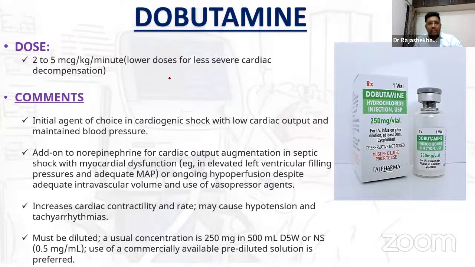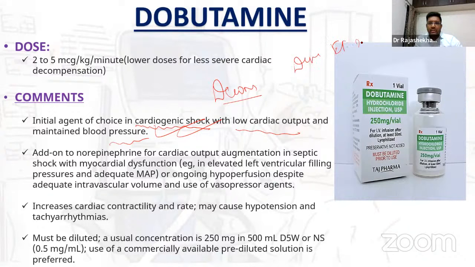Again, dobutamine is the initial agent of choice in cardiogenic shock with low cardiac output and maintained blood pressure. For example, a decompensated chronic heart failure patient with dilated cardiomyopathy and a baseline ejection fraction of 20% comes to you in decompensated cardiogenic shock, then you can put the patient on dobutamine. You can add norepinephrine for cardiac output augmentation if the patient also has sepsis in the background. Remember that it increases cardiac contractility and rate and has a slight vasodilatation effect, so it can cause hypotension and tachyarrhythmias.